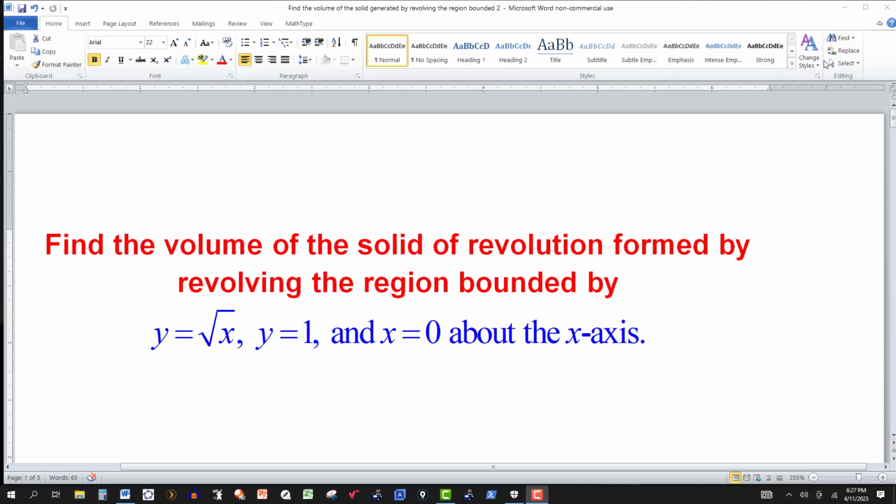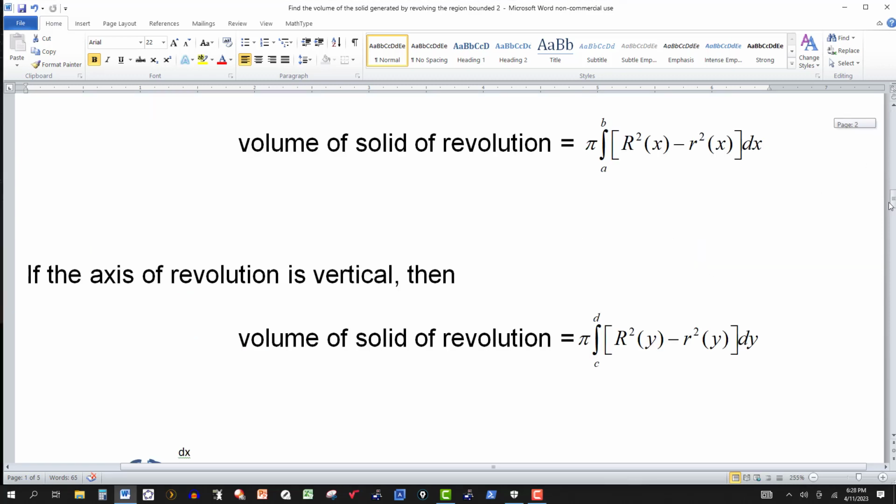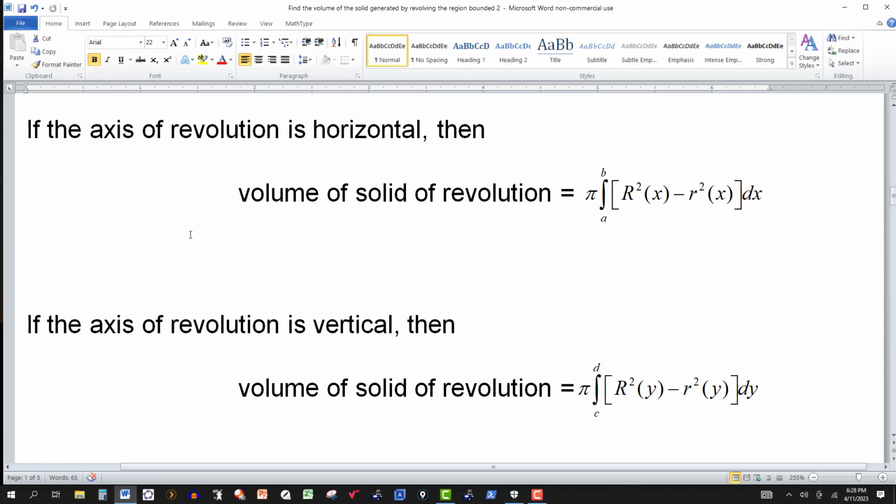In this video, we're going to find the volume of the solid of revolution formed by revolving the region bounded by the function y equals the square root of x, the horizontal line y equals 1, and the vertical line x equals 0, which of course is the y-axis. And this region will be revolved about the x-axis. So let's look at the main setup here.